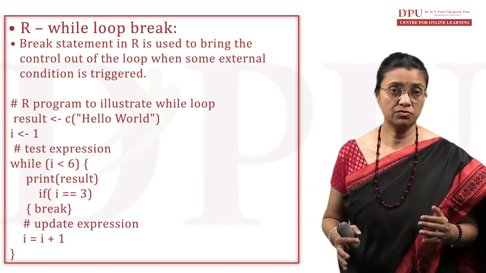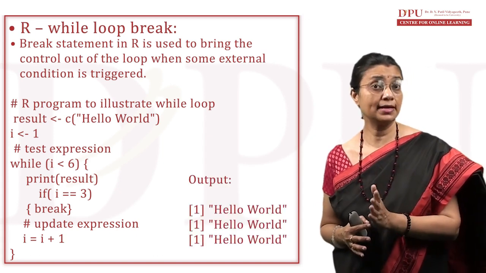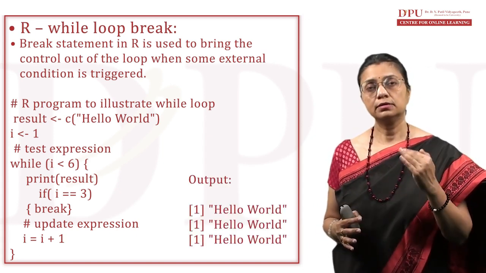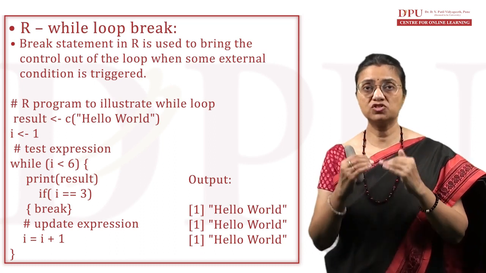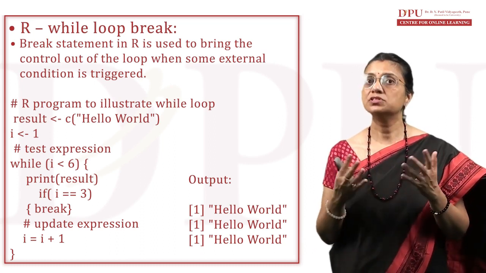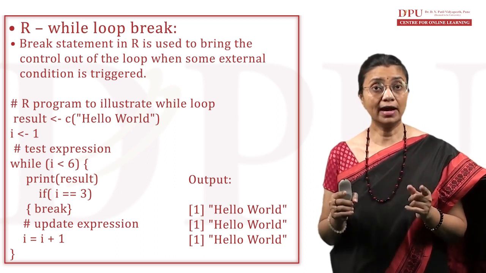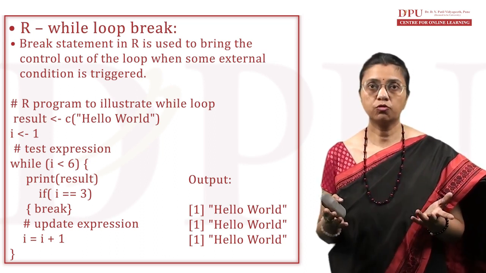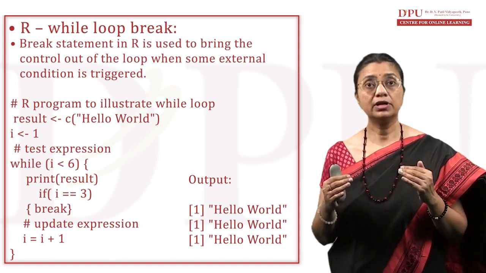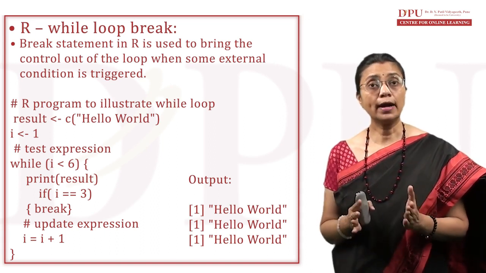Again, we come and we do I equals I plus 1. So our next value of I becomes 2. The condition goes into the while loop. It checks 2 is less than 6, which is again true, so it prints hello world a second time. If I equals 3, again false. So no break. We come down, I equals I plus 1.